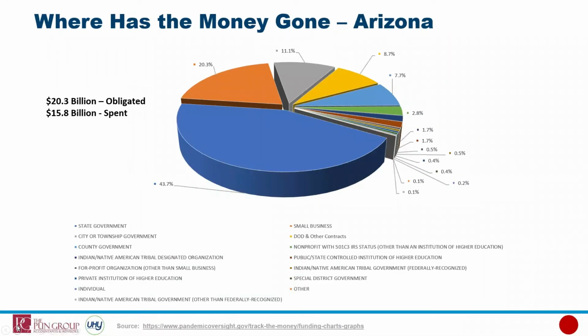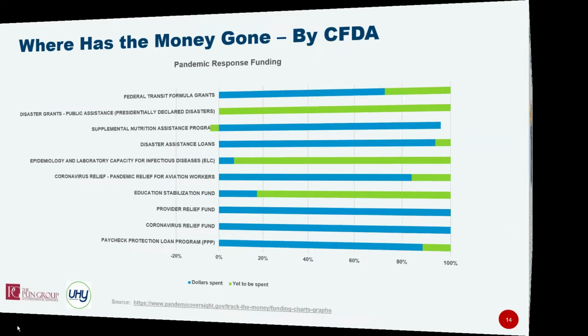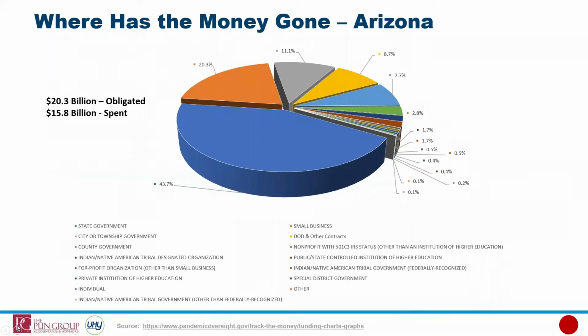Next slide, where has the money gone in Arizona? For Arizona, the allocation or appropriation was $20.3 billion, which has been obligated federally. So far to date, we can see $15.8 billion has already been spent. I'll back that slide up a little bit. You can see some of these programs like the CRF and the PRF are completely expended. But some of the aviation workers loan, middle of the slide there, has not been fully spent. But really, for purposes of spending, that money has been given out. So we'll see a very small amount hasn't been spent in Arizona so far.